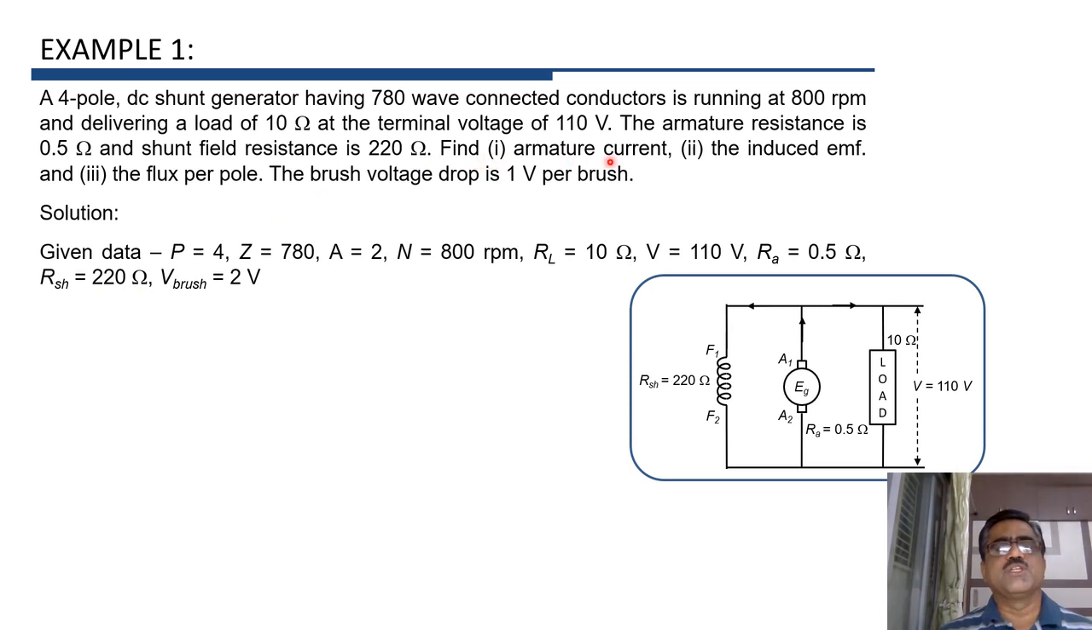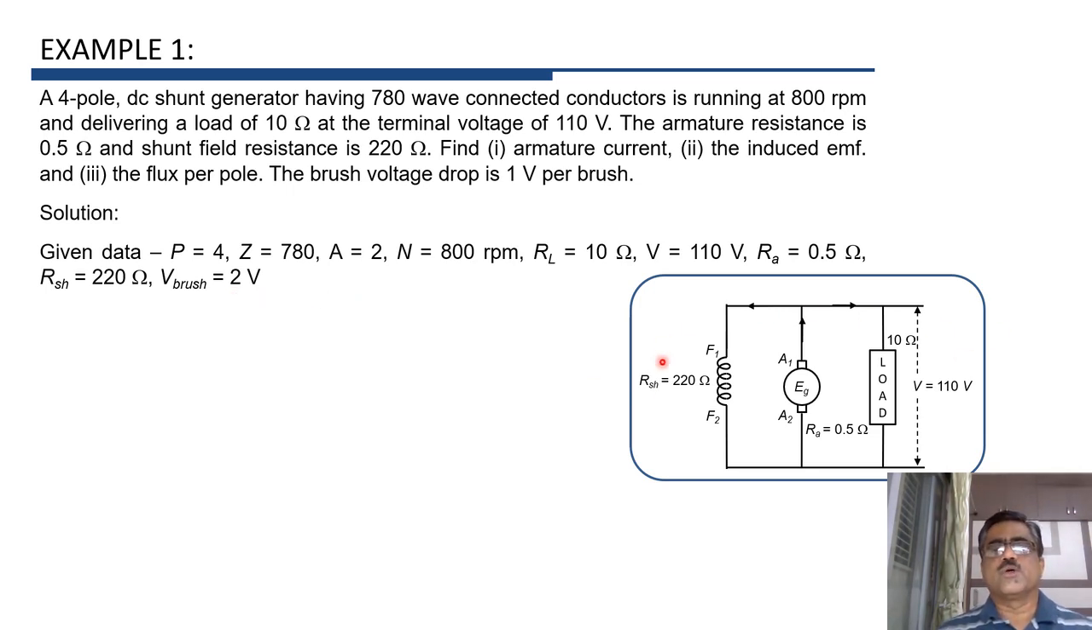Find armature current, means we have to determine Ia, the induced EMF Eg, and the flux per pole, that is phi. These three quantities are to be determined. The brush voltage drop is 1 volt per brush. So total voltage drop in brushes, V brush, is equal to 2 volt because there are two brushes.